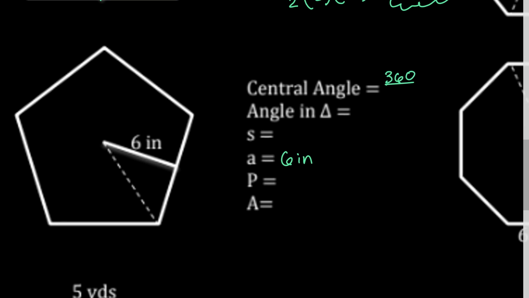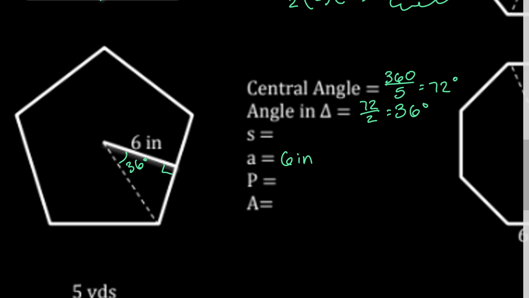360 divided by how many sides are there? 5. What's 360 divided by 5? 72. And then how do I find this angle in our triangle? 72 divided by 2, which is 36. So what did we say we're missing if we wanted to solve the area of this problem?